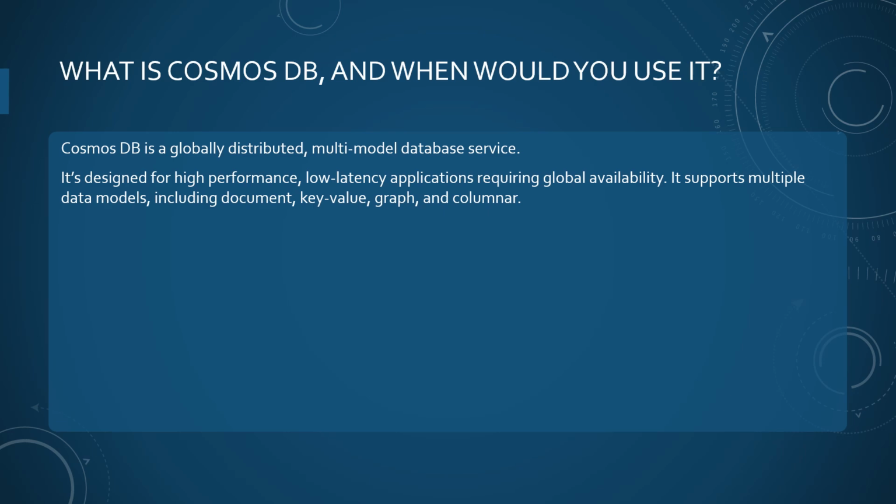What is Cosmos DB and when would you use it? So Cosmos DB is a globally distributed multi-model database service. It is designed for high performance, low latency applications that require global availability. It also supports multiple data models that include document, key-value, graph, and columnar.